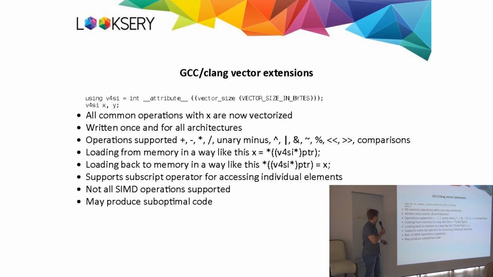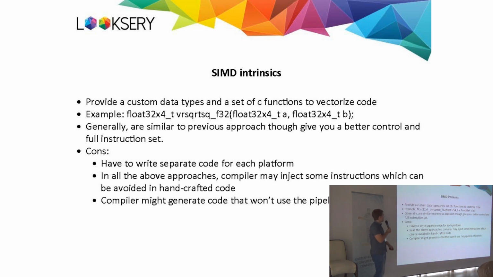The problem with that is that not all SIMD operations are supported. There are some operations which are present in the actual architecture but aren't supported in there. For example, Neon has an operation to take one iteration of Newton's method to take a square root of a value, and it obviously isn't available here. And it may produce suboptimal code, so you still need to profile, analyze, and maybe you'll come up with a better solution.